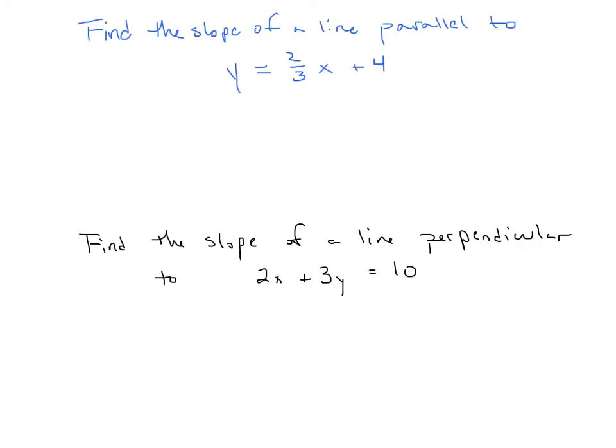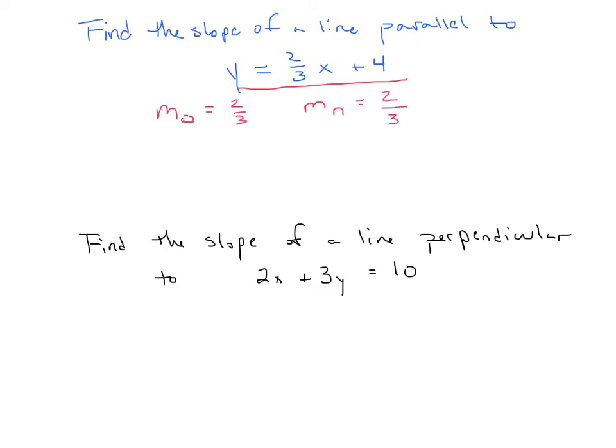Let's take a look at these two quick problems. Find the slope of a line parallel to y equals 2/3 x plus 4. So what we need to do is find the slope of the old line. I'm just going to mark it sub O, just to say the old line. So here's the old line. The slope of that is 2/3. So the slope of the new line, the one that's parallel, would be the exact same slope, 2/3.